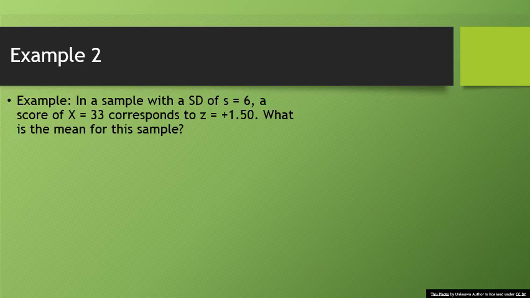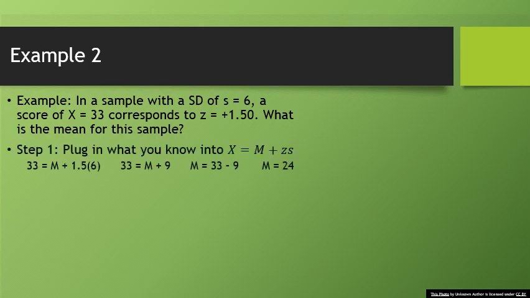Let's look at example 2. In a sample with a standard deviation of 6, a score of x equals 33 corresponds to z equals plus 1.5. What is the mean for this sample? Well, plug in what you know. You know x, you know z, you know standard deviation. Solve the equation. You get a mean of 24.